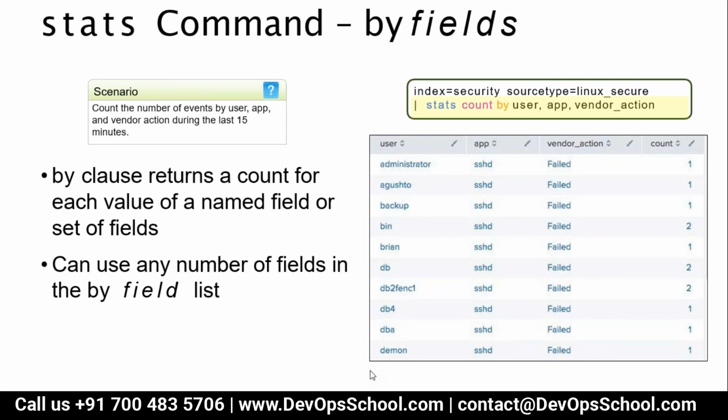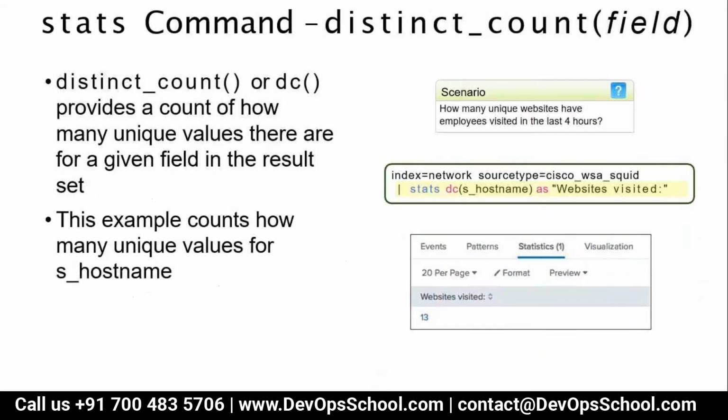So whatever the count, and here a percentage should also display, but that's not there actually here. Okay, now let's try to understand that distinct count. Now what is a distinct count?